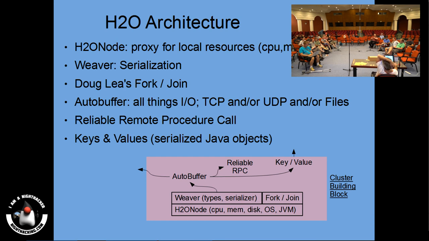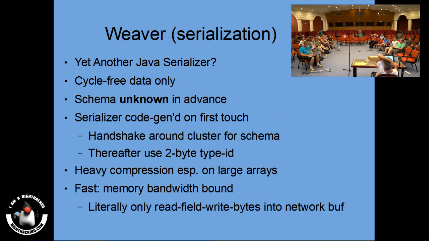And he handles all that. And that is used to build reliable remote procedure call and to serialize objects with the key value store. And what's the serializer? What the hell is that? Okay, yeah, another serializer, right? So the limitations are cycle-free data only, and the schema is unknown in advance.